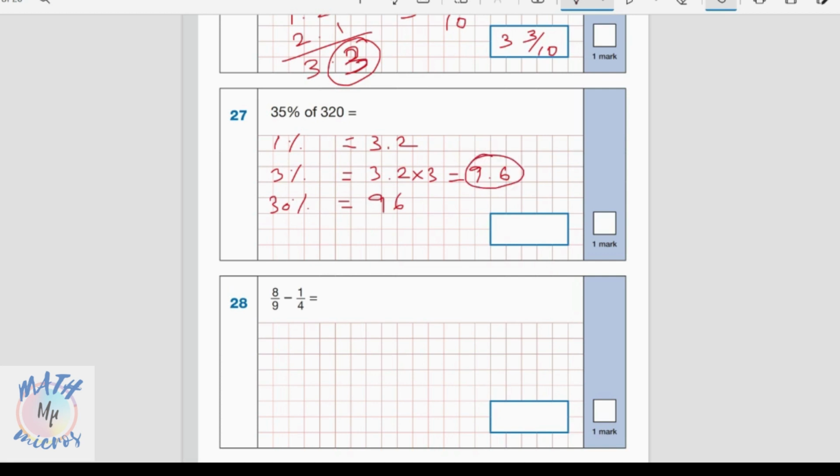So it is 96. Then what will be 5%? So 5% is 3.2 multiplied by 5, which is 16. So 5% is 16. So 35% means you're adding these 30% and 5% together. So 96 plus 16. 6 plus 6 is 12. You put the 1 carryover. 9 plus 1, 10. 10 plus 1, 11. So the answer is 112.